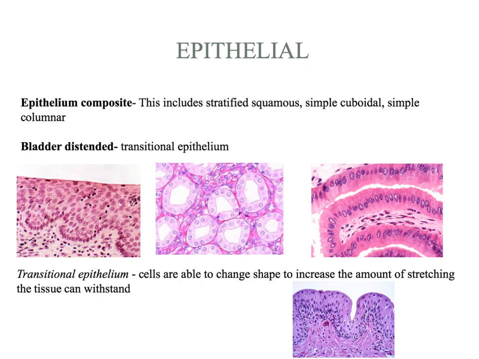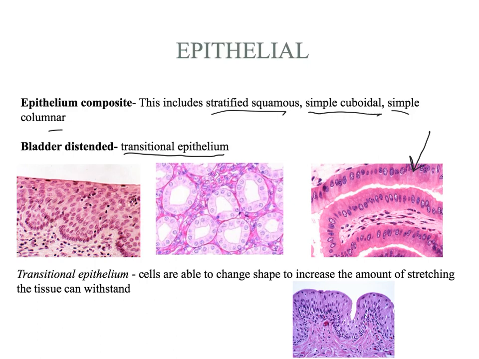Okay, so you're going to be looking at a slide called an epithelium composite slide, and this is going to include stratified squamous, simple cuboidal, and simple columnar. You're also going to look at a bladder slide, which is going to explain your transitional epithelium. And so from here, you are going to be able to identify each of the cells. So let's take a look at these pictures.